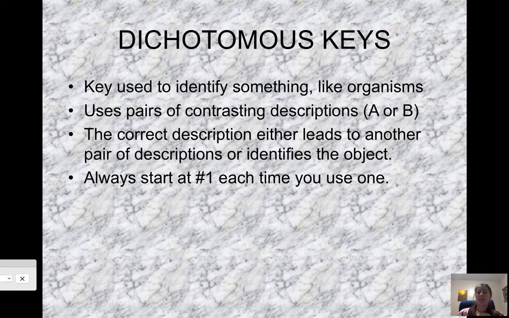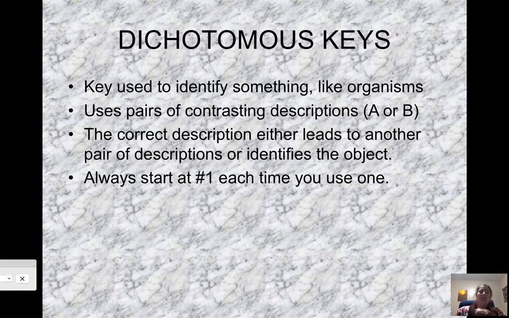So a dichotomous key is something that we use in science. If we're looking at a plant or an animal or something and we don't know what it is, then we can look at this key to help us figure out what it is. It's kind of like one of those books that you read as a kid where you got to choose the ending. This is kind of the same idea, except you're going to be following the instructions at the beginning.